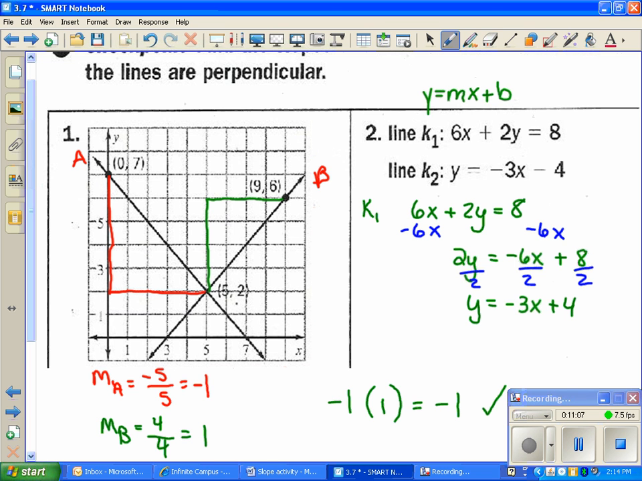So the slope of K1 is negative 3. Very good. And then we've just got to figure out the other one. Well, this one is already written for you, right? So what's the slope of K2? Negative 3. Are these opposite reciprocals? No. Okay. If you multiply those together, you get positive 9, right? So these are not perpendicular.